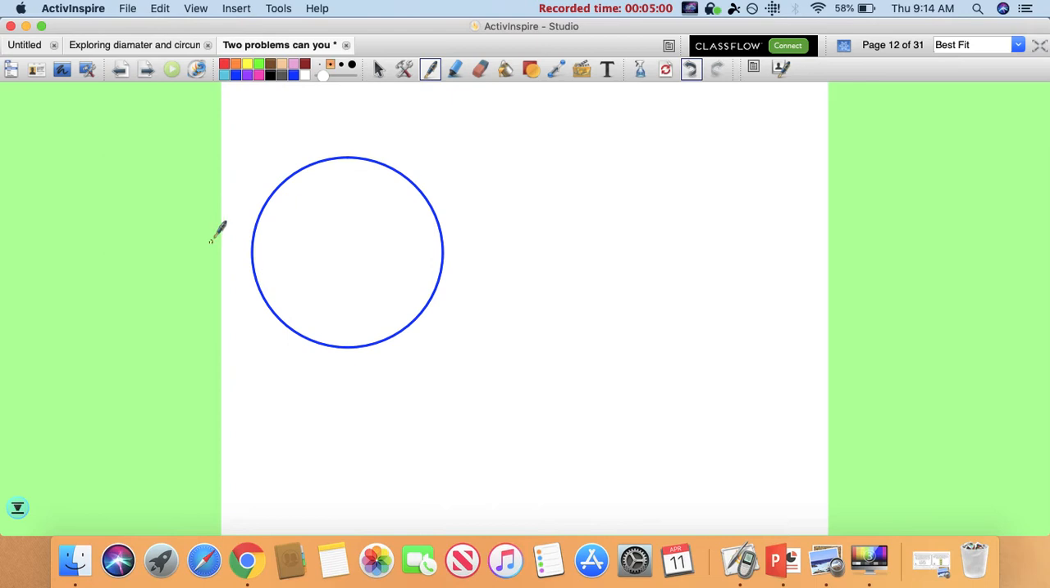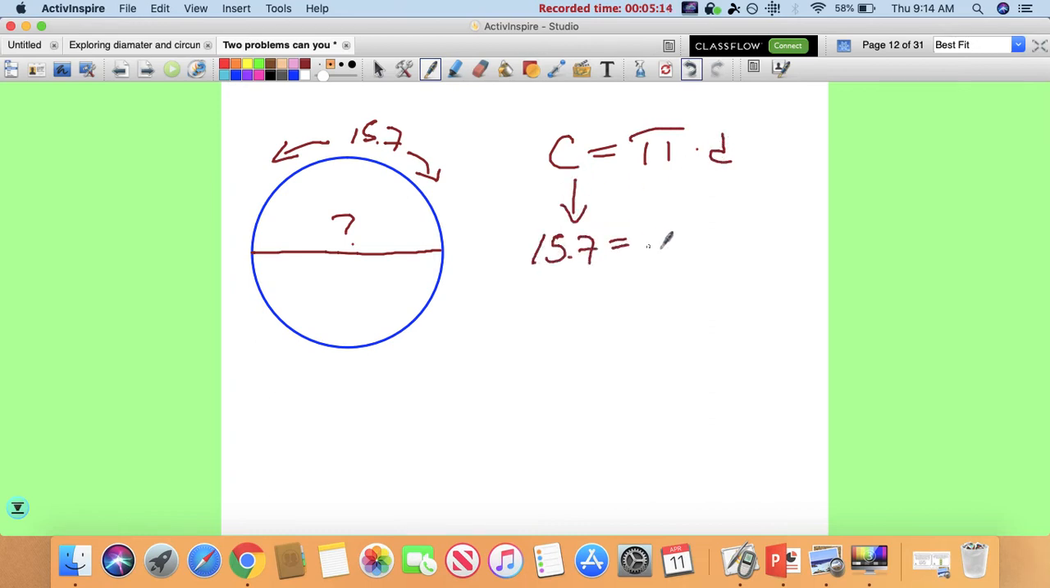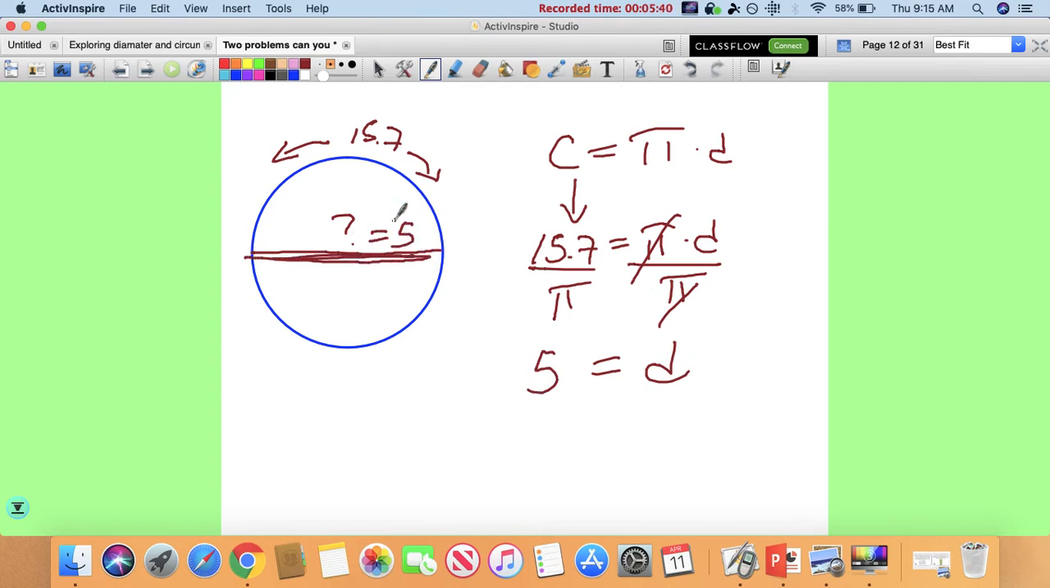Number 2, again, the diameter here, we don't know, but I know that the circumference is 15.7. So C equals pi d. The circumference is 15.7, pi times diameter. Now we divide both sides by pi. 15.7 divided by pi, if you round it, the diameter is 5. Here we don't have to divide because we're looking for the whole thing, right? So this is 5.